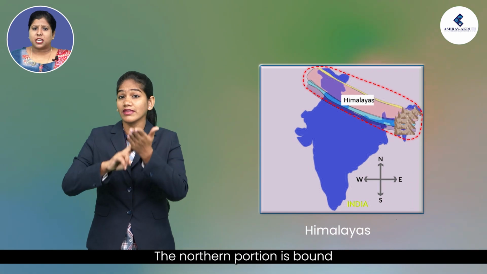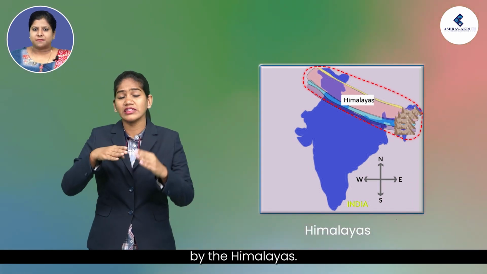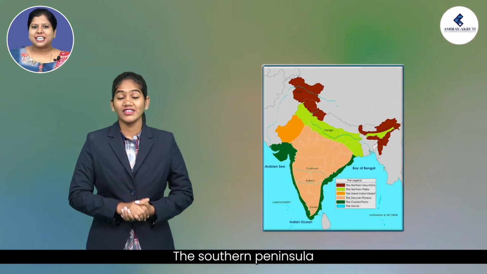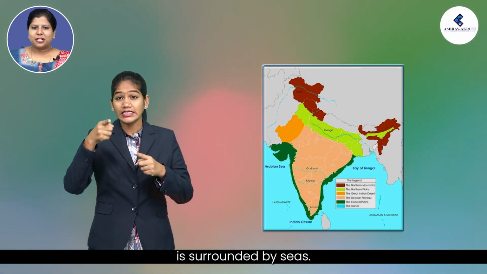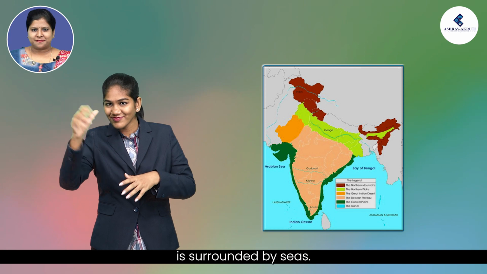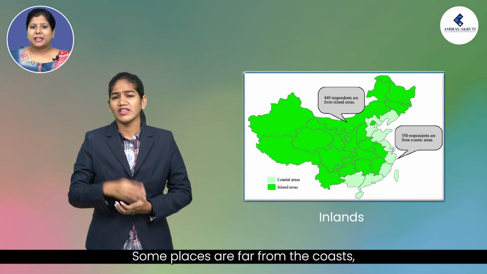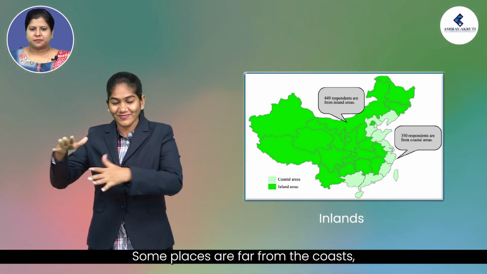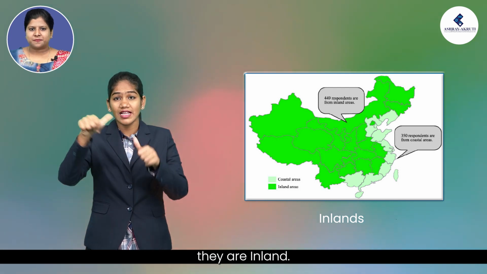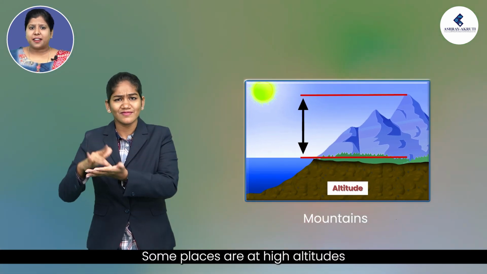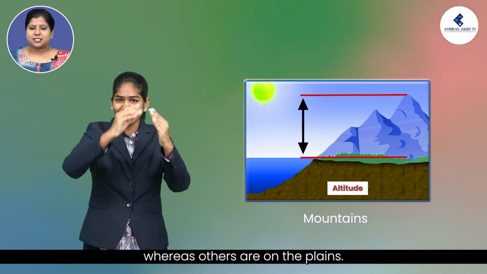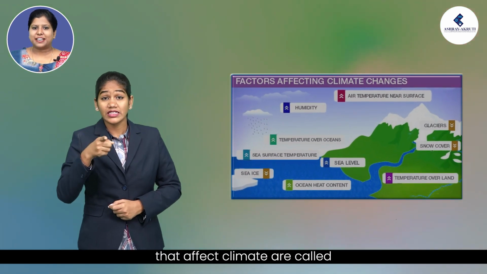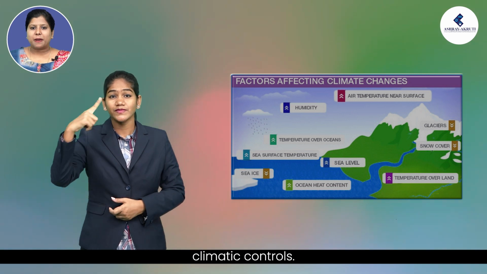The northern portion is bound by the Himalayas. The southern peninsula is surrounded by seas. Some places are far from coasts; they are inland. Some places are at high altitudes, whereas others are on the plains. The various factors that affect climate are called climatic controls.